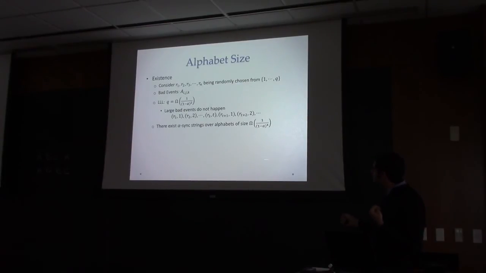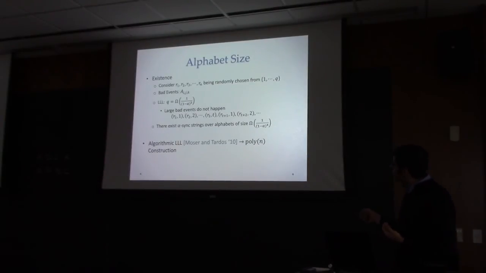Well, this basically shows that alpha synchronization strings do exist over alphabets whose size is polynomially large in 1 over 1 minus alpha. Remember that this used to be our epsilon, so the alphabet size is polynomially large in 1 over epsilon, as promised. And you can use this famous paper of Moser and Tardos to show that you can actually find the desired values of R1 to Rn in polynomial time.